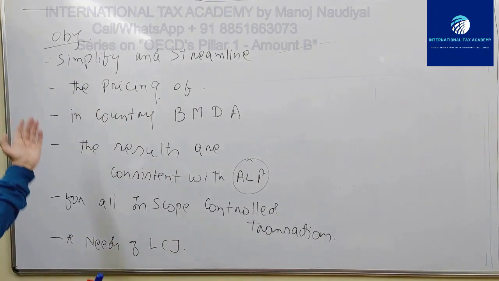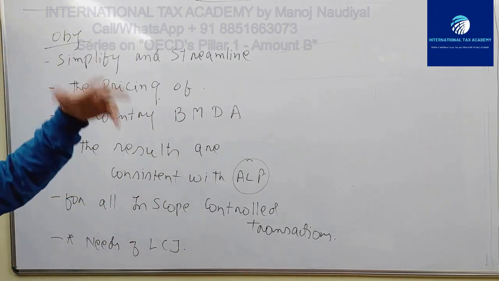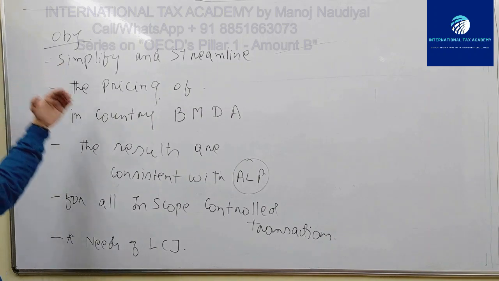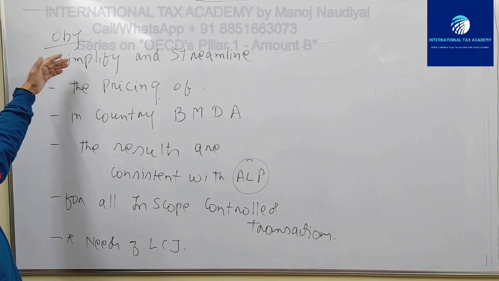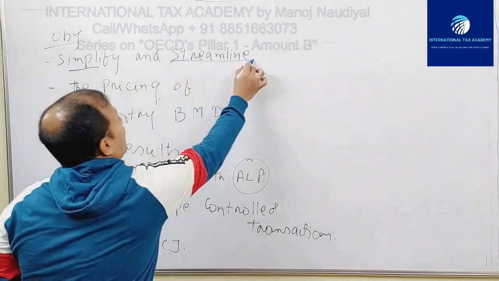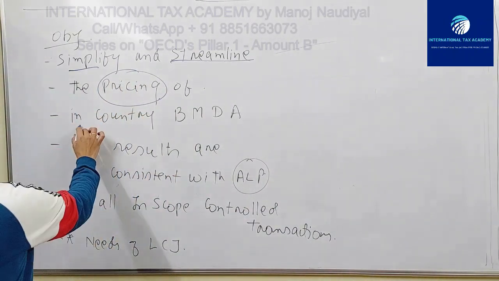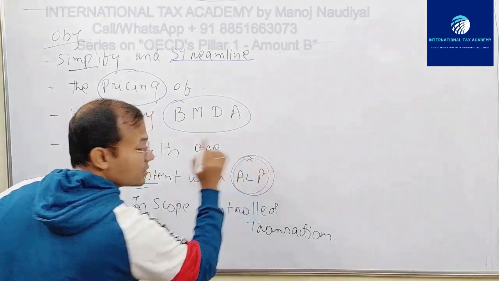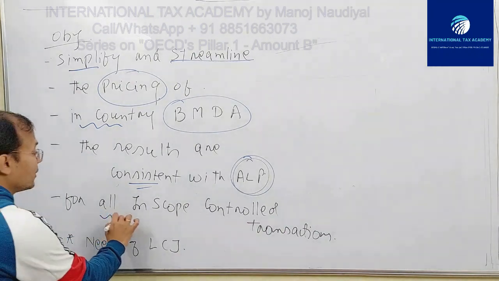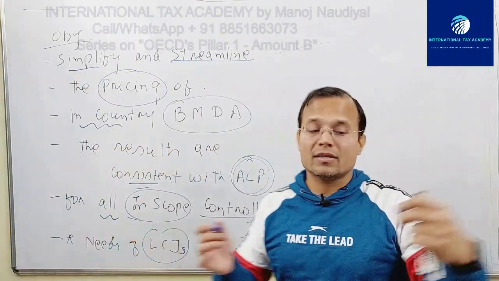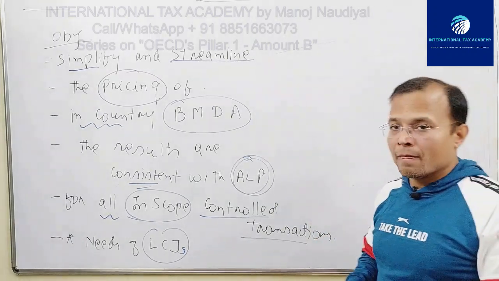So let us look at the objective, because this objective ultimately leads to the design elements or the structure. That was an expression of the mandate given in the IF statement of 8th of October 2021. The objective of this consultation document Amount B is to simplify and streamline the pricing of in-country baseline marketing and distribution activities so that the results are consistent with the arm's length principle. For what transactions? For all in-scope controlled transactions, keeping in mind the needs of low capacity jurisdictions, LCJs. If you understand this objective, you will understand the entire 53 page document. Fine. So this was the objective.